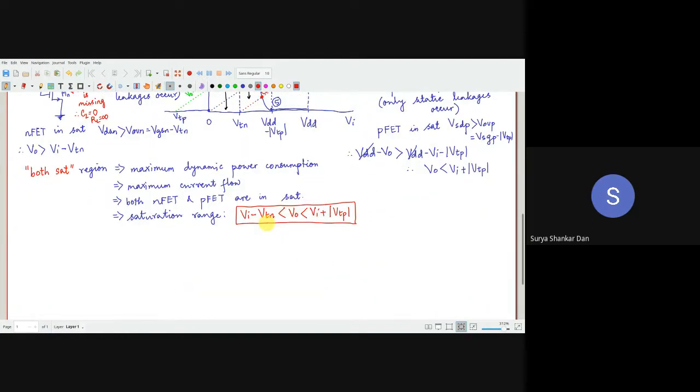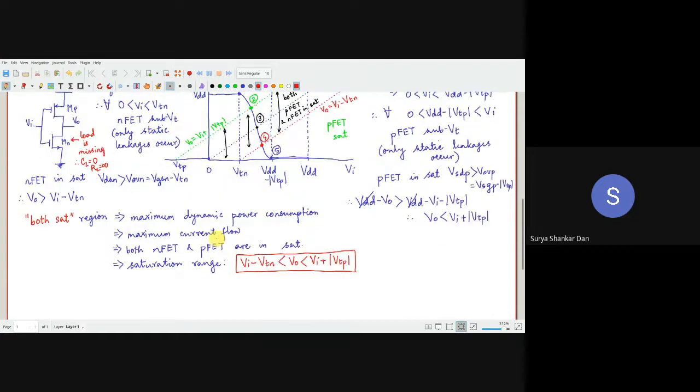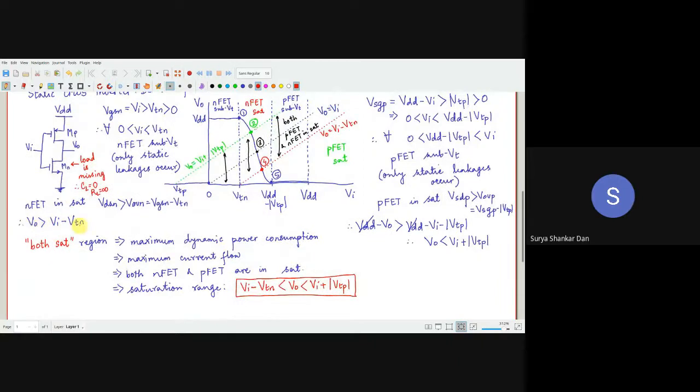What does it imply? You are going to have the maximum current flow, both NFET and PFET in saturation, and the saturation range is given, as I told you, by VO over here greater than VI minus VTN. I'm writing this one over here, first part, and this one, VI plus VTP, over here.